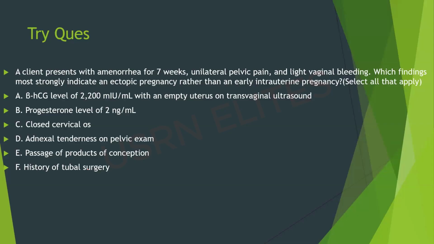History of tubal surgery. This one, we are looking for what will indicate that the patient is having ectopic. When you have tubal surgery, it doesn't indicate that you have ectopic. It's a risk factor, but it doesn't indicate that you are having ectopic. Do you understand? Yes, sir. So the final answers are A, B, and D. So I was correct to the second option. A, B, and D. Okay. All right.